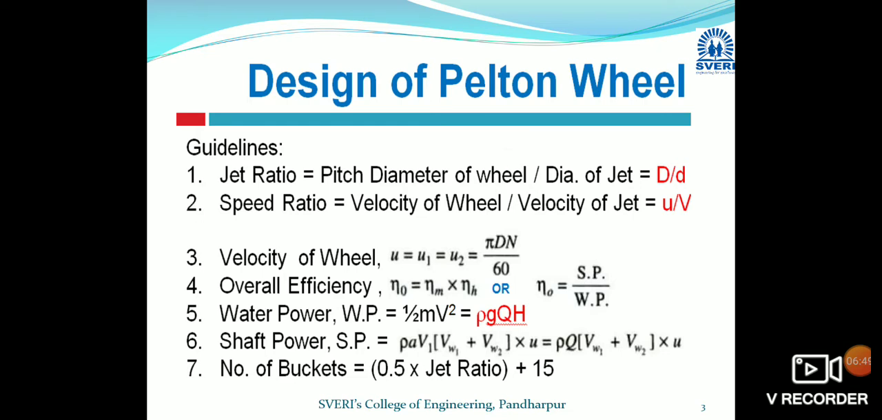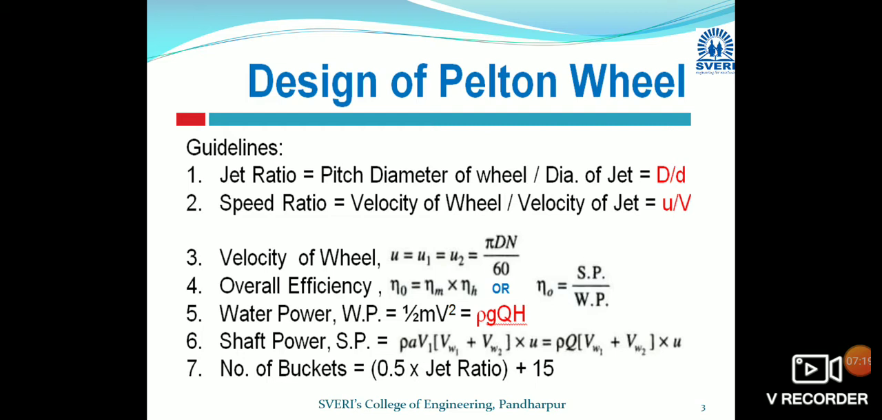Then the fourth formula: overall efficiency is equal to mechanical efficiency into hydraulic efficiency, or overall efficiency is also equal to shaft power to the work power or runner power of that particular turbine. Shaft power is the output power, and here WP is the water power. This water power we can calculate by the formula of inlet kinetic energy, 1/2 mV squared, or by another formula, rho gQH, or rho QgH.